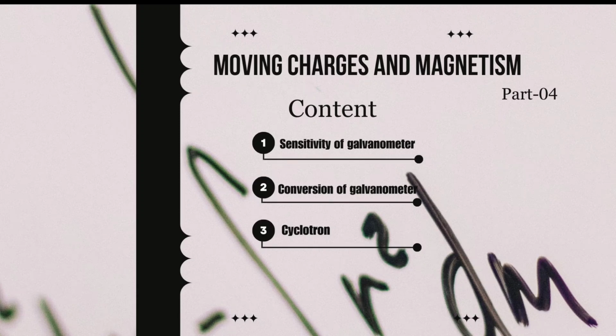In this video lecture, we are going to understand the concept of the sensitivity of a moving coil galvanometer, the conversion of a galvanometer into an ammeter as well as into a voltmeter, and at last, what a cyclotron is and how it works.